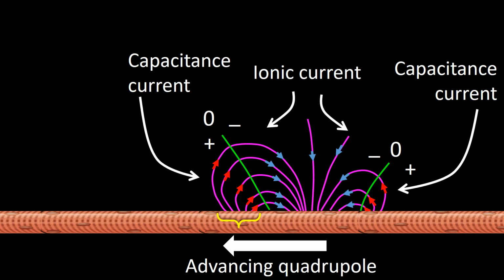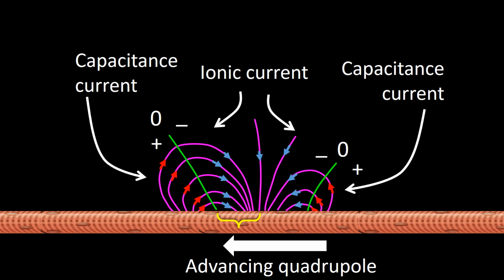The current created by the repulsion of sodium ions will occur regardless of voltage-gated sodium channels in the patch of membrane being or not being functional. As the quadrupole advances, the patch of membrane is now participating in the production of ionic current.